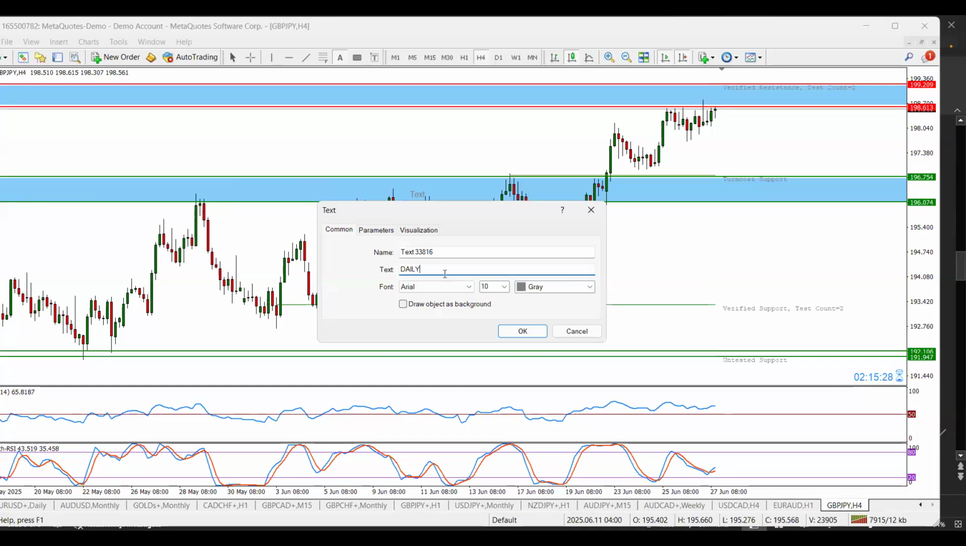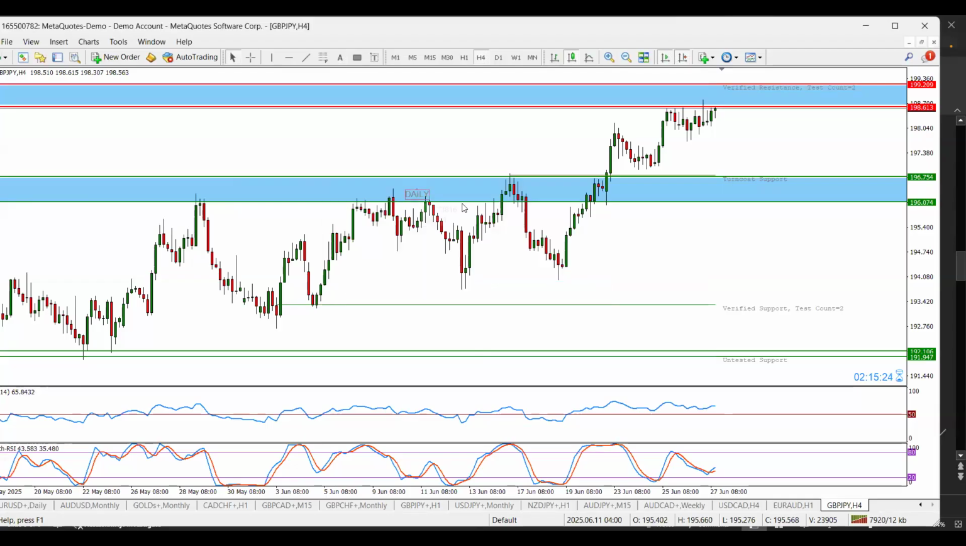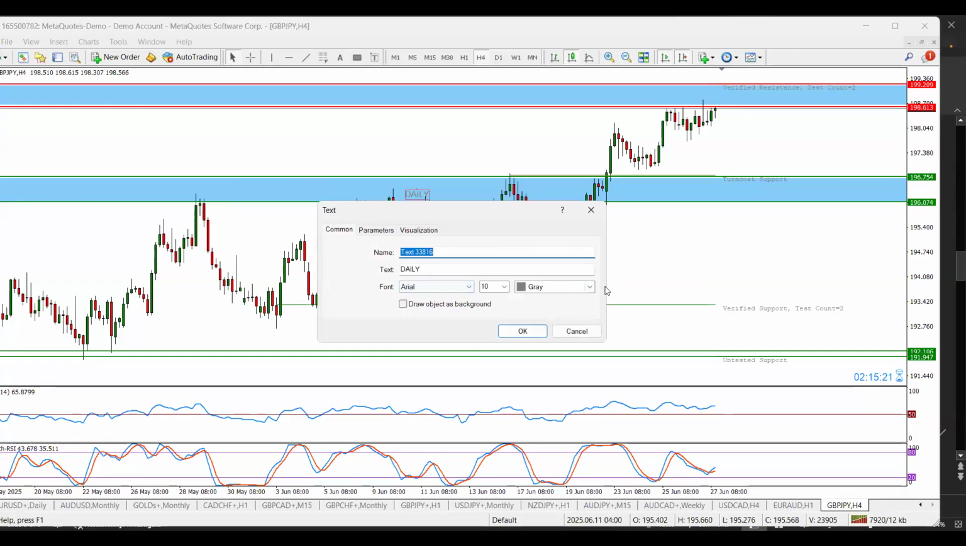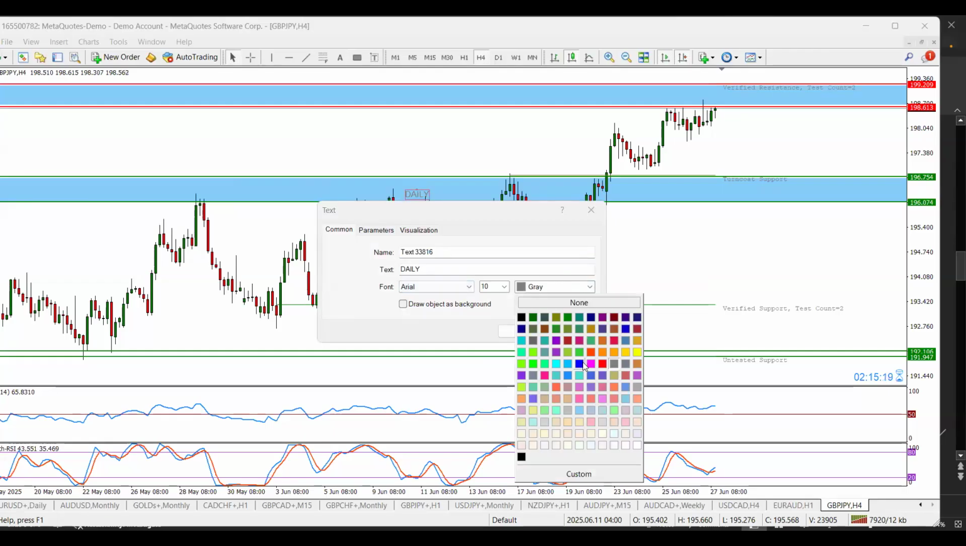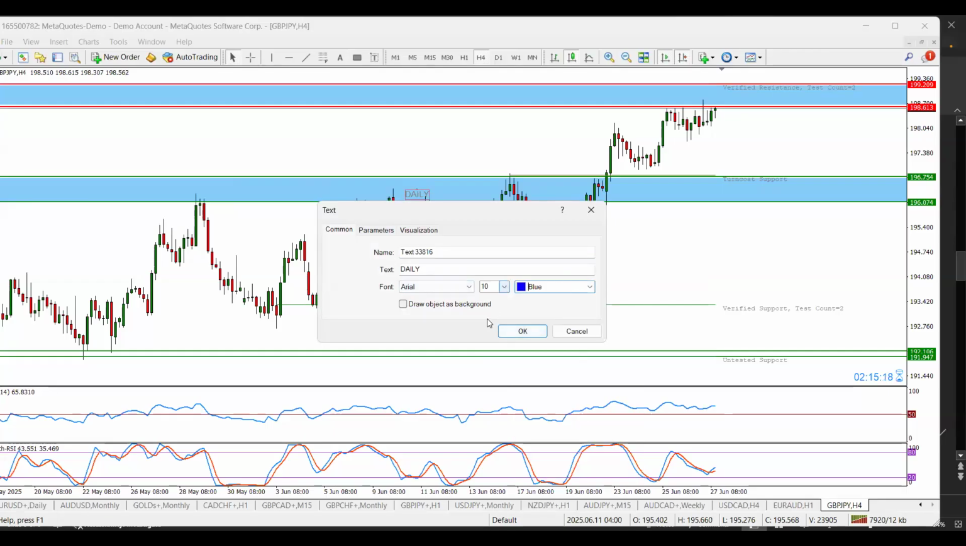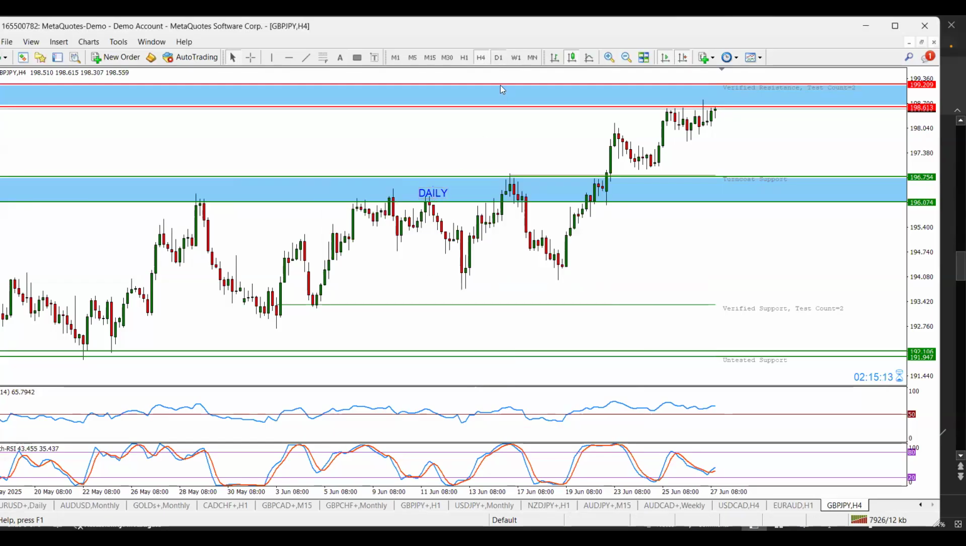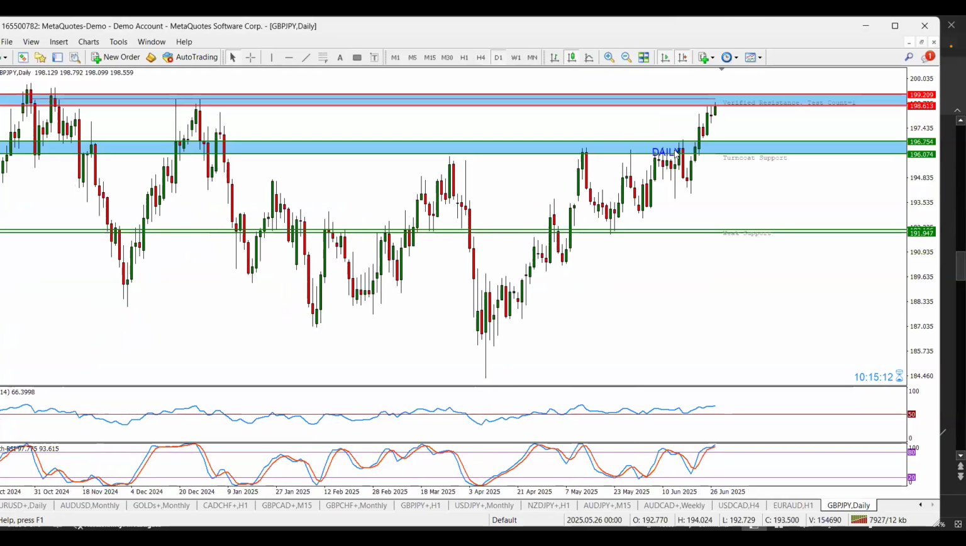that since I already know that green is daily, right? Since I know that green is daily, I don't need to really do it. There's really no need to do it. This is daily. So I know that this is a strong support or resistance.